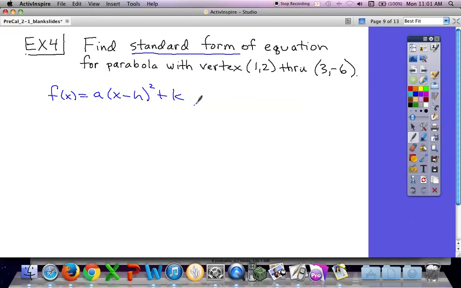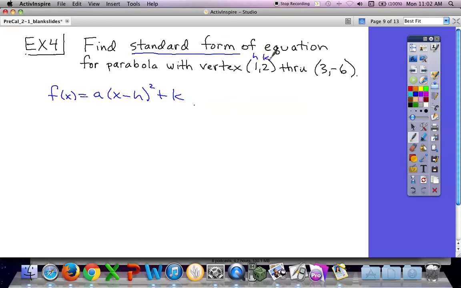X and f of x, those are variables. It's like x and y. They're going to be in the final form of the function. Right? You don't want those to go away. So we need to find what are the values of a, h, and k. Well, two of those you already know, don't you? Yeah. You know the h and the k.